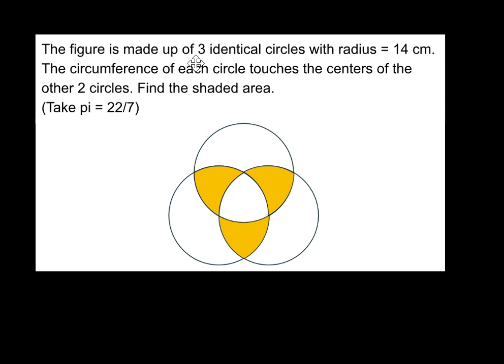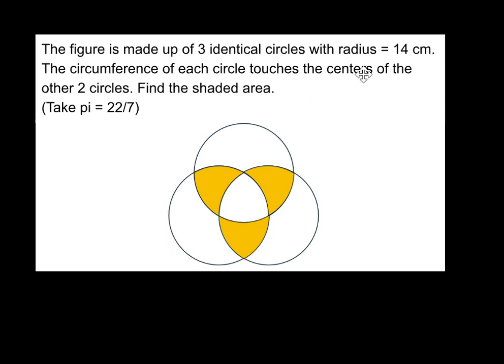The figure is made up of three identical circles with radius equal to 14 cm. The circumference of each circle touches the center of the other two circles. Find the shaded area. So first thing is, this is three circles, one circle here, one circle here, and the third one that is here.